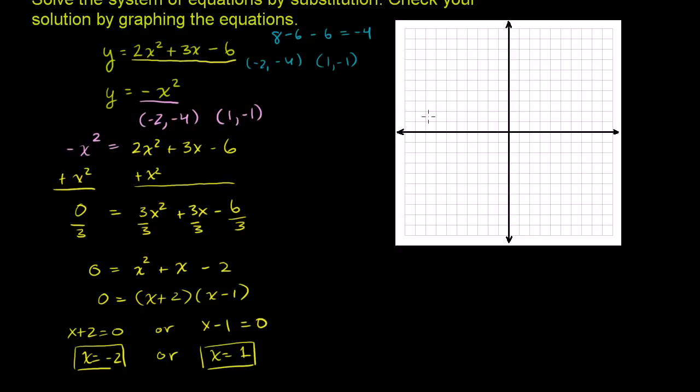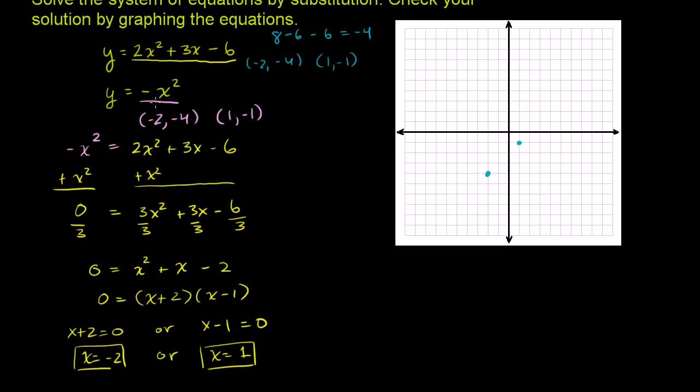So we can plot these points. Negative 2 comma negative 4. Negative 2, then 1, 2, 3, 4 is right there. That's going to be a point of intersection. And then we have the point 1, negative 1. 1, negative 1 is also going to be a point of intersection there.